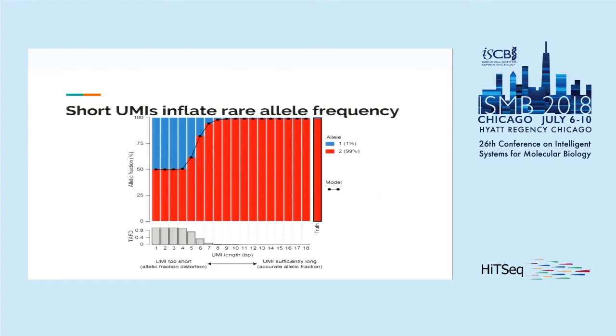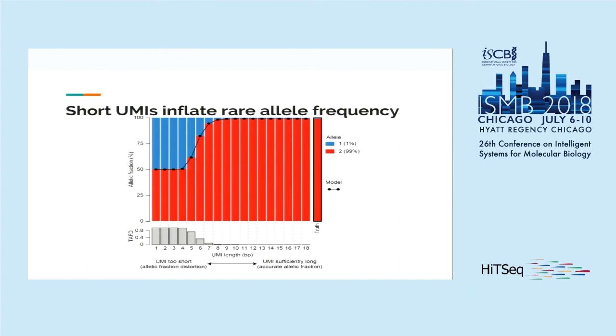And so here, I'm just showing two alleles. The blue allele is present in your population at 1% frequency, and the major allele is present at 99% frequency. Here you can see that in this situation, if my UMIs are too short, my allelic fraction distortion is huge. Basically, if I have a very short UMI, I grossly overestimate the frequency of my rare allele. So if you choose your UMI length poorly, you're going to overestimate your rare alleles and underestimate your frequent alleles. And so this is all very interesting to us.